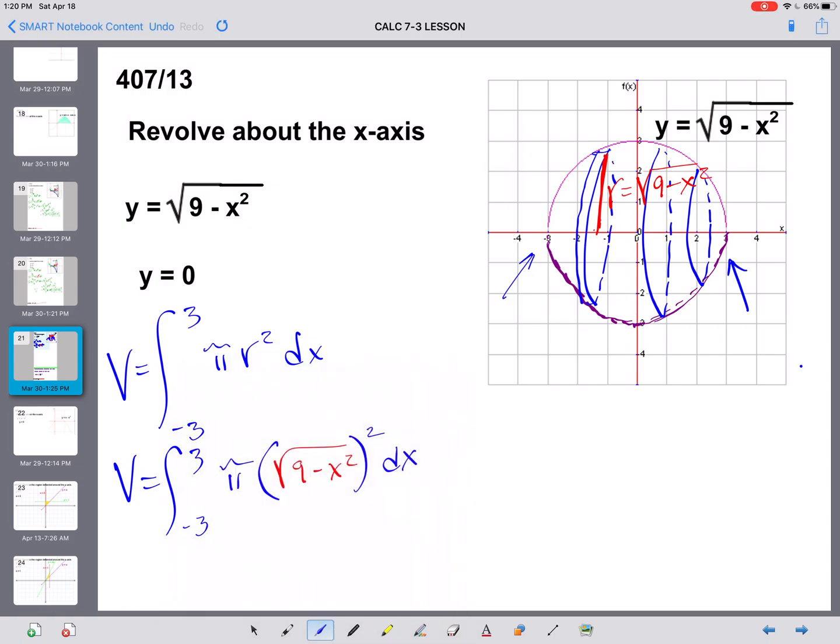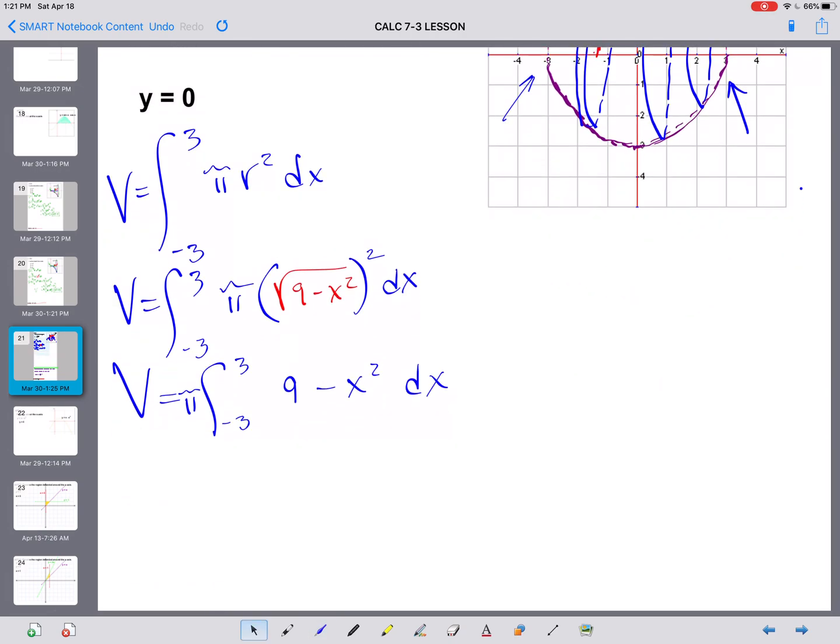So let's go ahead and we'll do it right here in blue. First of all, let's bring the pi out front. Then we got -3 to 3. The square of a square root is just 9 minus x squared. We've got the pi out front, we'll multiply that by it at the very end. Now let's do the antiderivative.